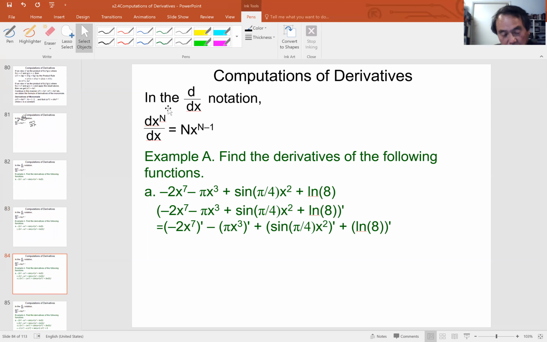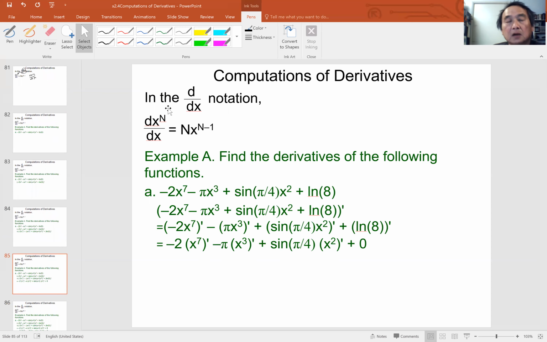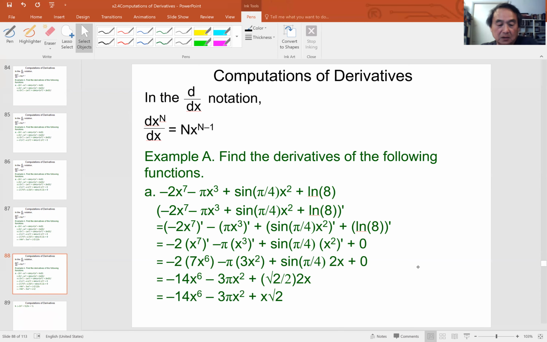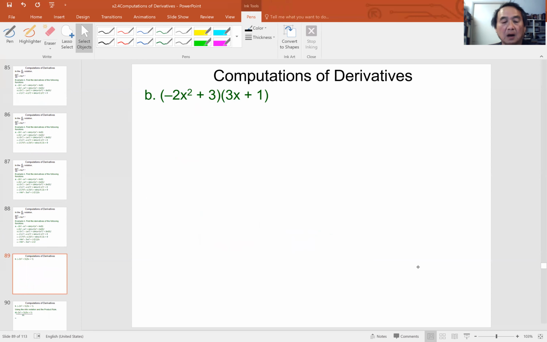I'll let you go through these steps: pulling out constants, using the power rule on x to the seventh, x cubed, x squared, etc. I obtain the individual derivatives, multiplied by the constant we pulled out. Voila, there's the derivative. And this works for any polynomial.